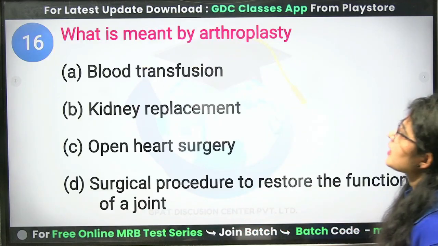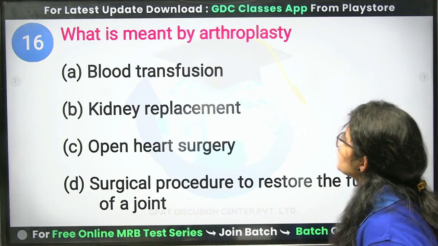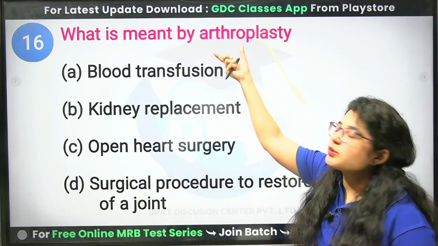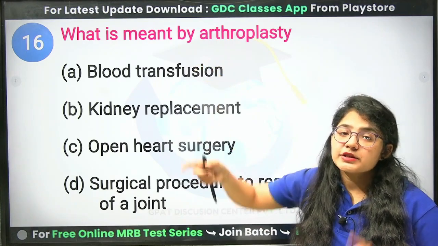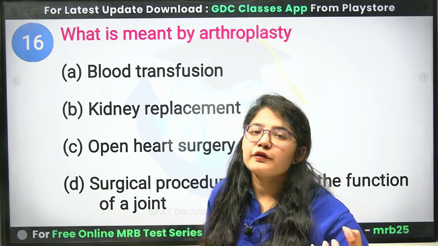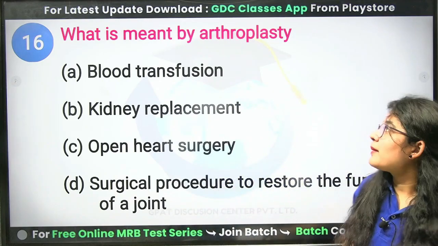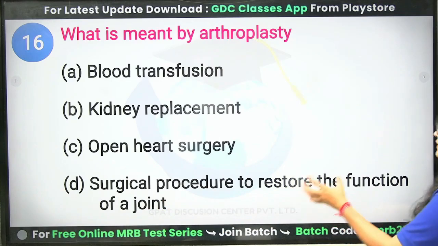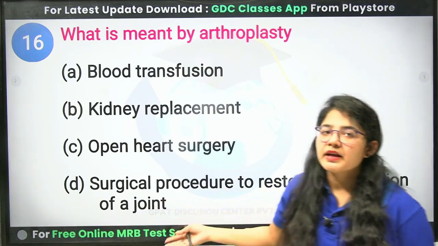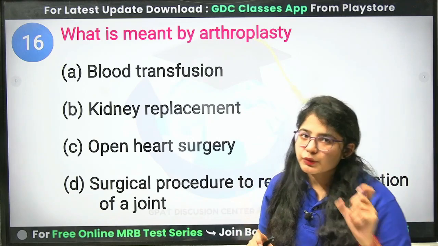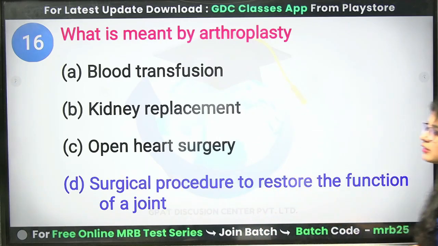Next question. What is meant by arthroplasty? You can understand from the word arthro, that is the study of joints. Like a product for the pain of your joints. So from there you can remember arthro is the study or the surgical process to restore the function of a joint. Anything related to your joint can be related to the word arthro. Clear? So the correct answer is option number D. Now the next question.